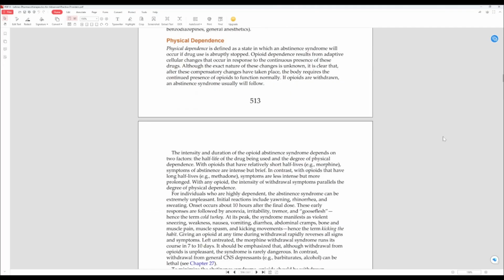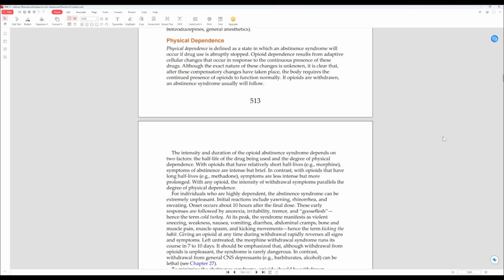Which brings us to the physical dependence portion. Physical dependence is defined as a state in which an abstinence syndrome will occur if drug use is abruptly stopped. Opioid dependence results from adaptive cellular changes that occur in response to the continuous presence of these drugs. Although the exact nature of these changes is unknown, it is clear that after the compensatory changes have taken place, the body requires the continued presence of opioids to function normally. If opioids are withdrawn, an abstinence syndrome usually will follow.